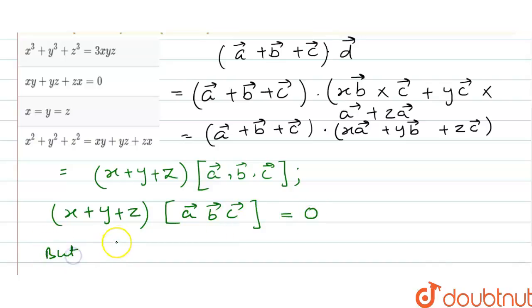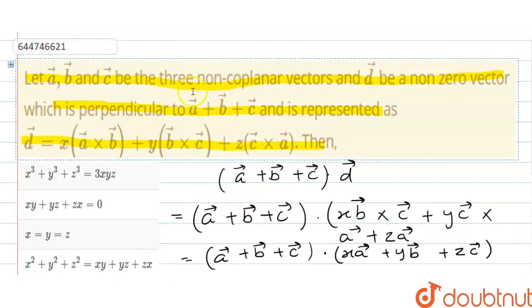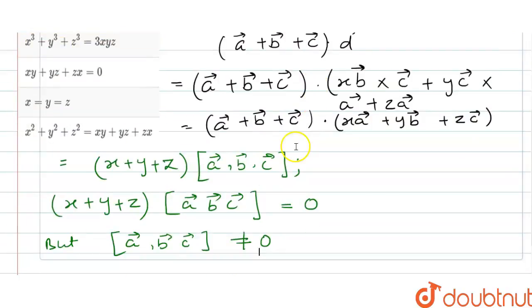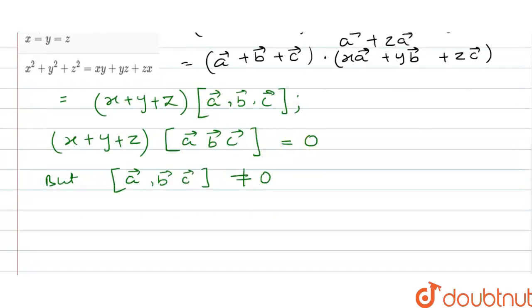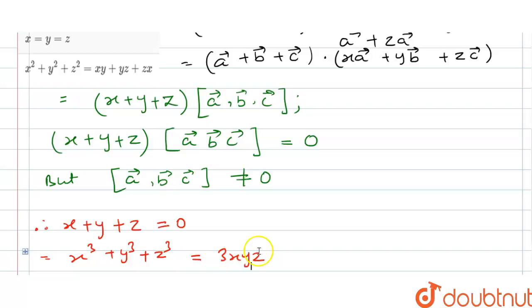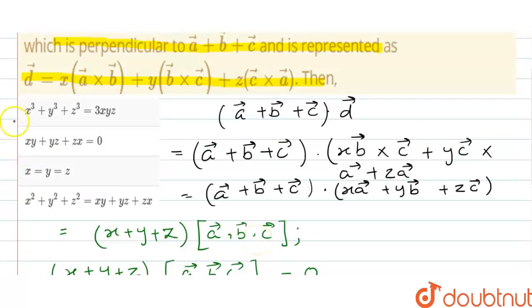But it is already mentioned in the question that A, B and C vector is not equal to 0, because it is non-coplanar vector. So the right option will be, we have to find out, then x plus y plus z equal to 0, that is x cube plus y cube plus z cube is equal to 3xyz. So the right option will be this.